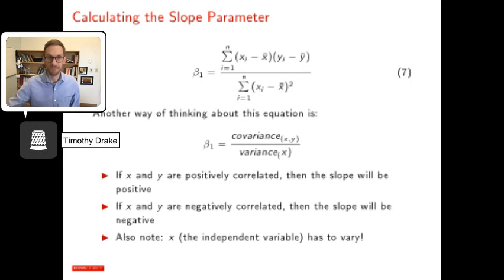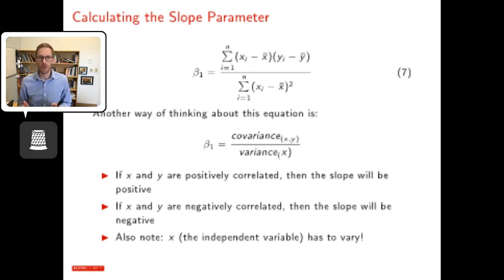Okay. So you'll notice here we have 2 unknowns we need to calculate. In my observable data, I have my dependent variable Y, and I have information for my independent variable X, but I need to calculate a slope parameter and an intercept. So we actually start with the slope parameter, and here is the formula for it. And I know it looks a little scary.